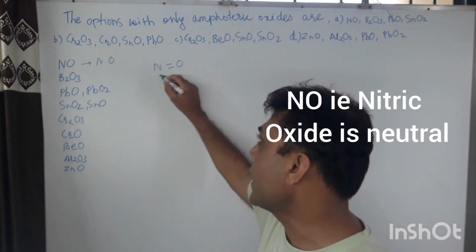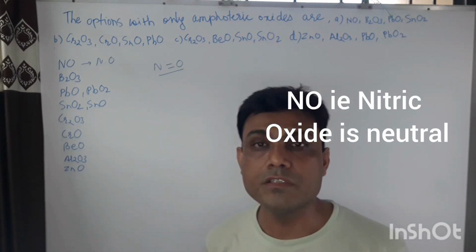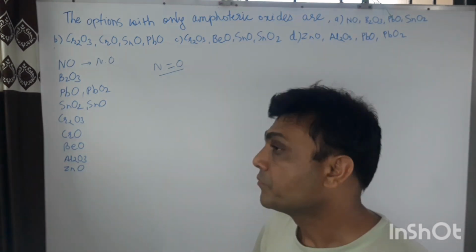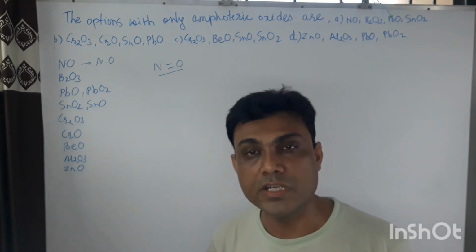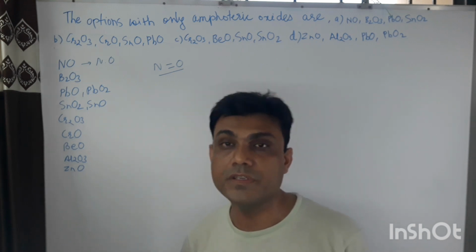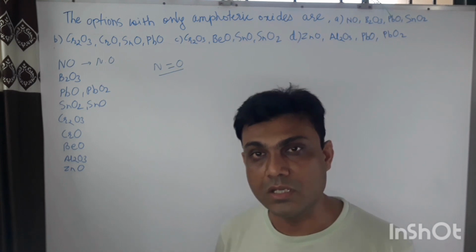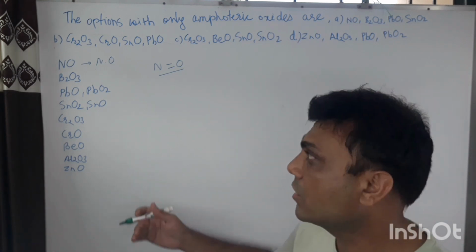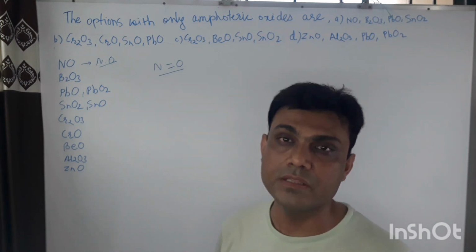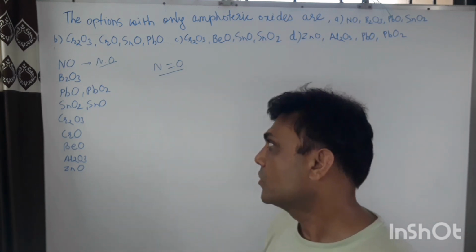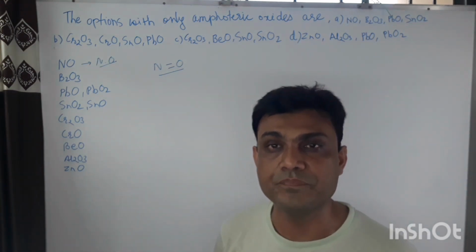Because the N double bond O is a very strong bond. It is very difficult to break this bond, and it is very difficult to hydrolyze nitric oxide because the bond enthalpy is very high. So it will react neither with acid nor with base. That's why it is called a neutral oxide, because of the high enthalpy of hydrolyzation. It remains neutral. It doesn't react with either acid or base.